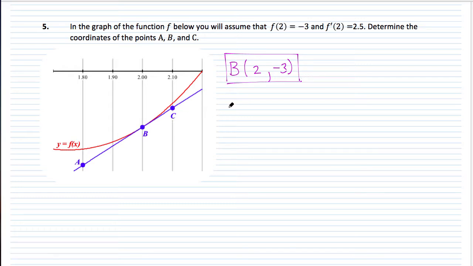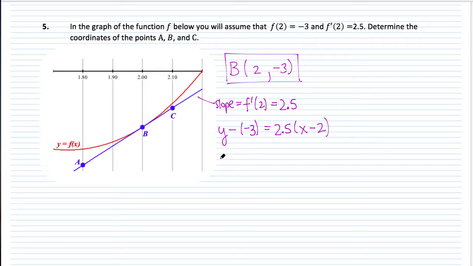Now, to find the other 2 points, we need to utilize the fact that the slope at this location, and therefore the slope of this line, is equal to f prime at 2, which is given to be 2.5. So let's get an equation for this blue line. That would be y minus our point B, y value, which is -3, equals our slope, 2.5, times x minus our x value at B, which is 2.